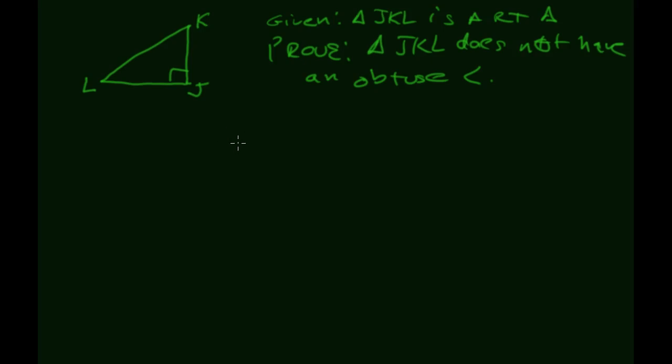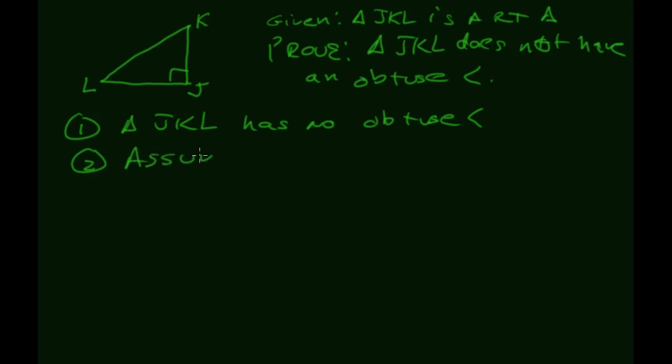Okay, so one, we know what we want to prove. We want to prove that JKL has no obtuse angle. So we assume the opposite. Assume that triangle JKL has an obtuse angle. And we're going to assume that that angle, without loss of generality, is going to be angle K. All right, so we're going to build a little proof here.